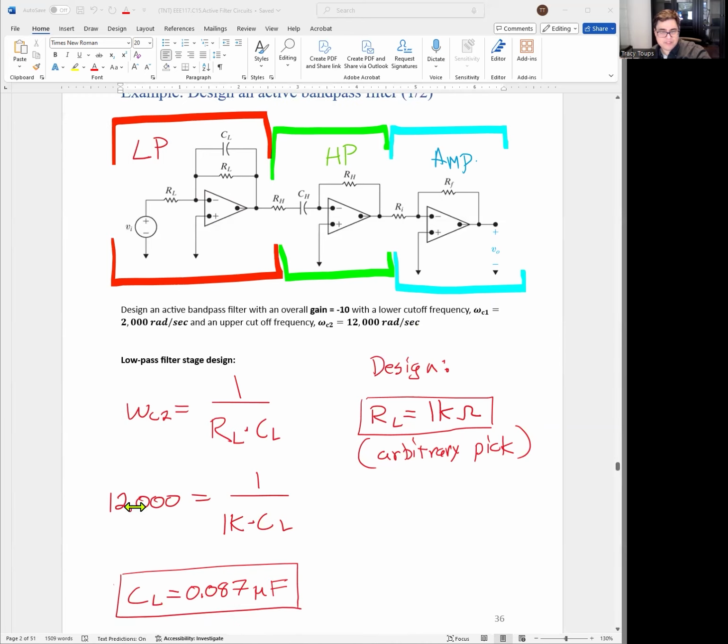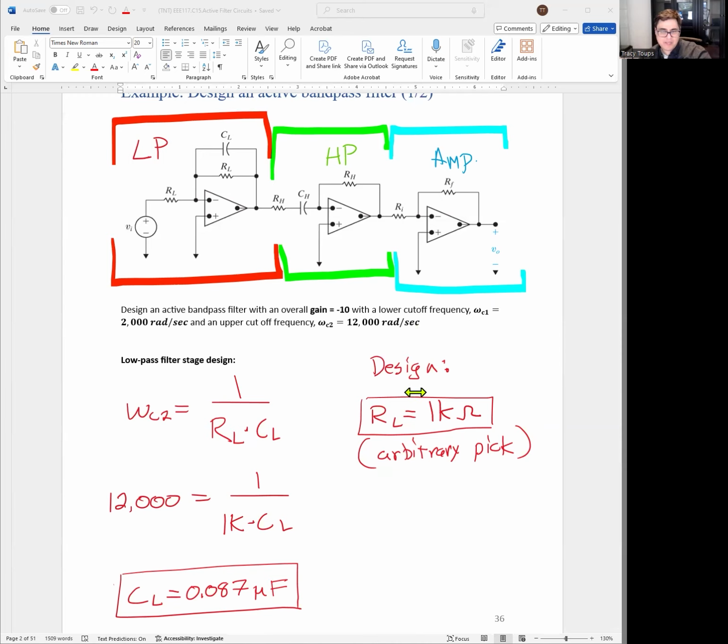Okay, so let's start with the first one, the low pass stage. We know our cutoff frequency needs to be 12,000 radians per second. So omega C2 is equal to 1 over RL times CL, right? There are 2 variables. I mean, you could just pick one. I just said, let's just stick with a resistor of 1K ohms. That's the most common one we typically see.